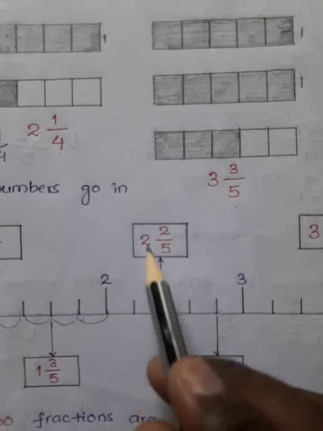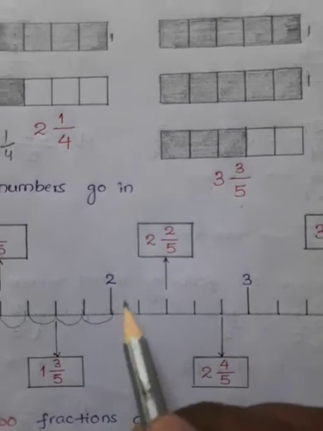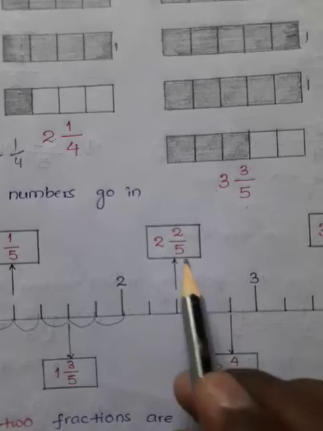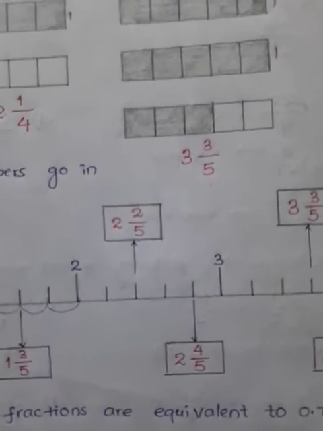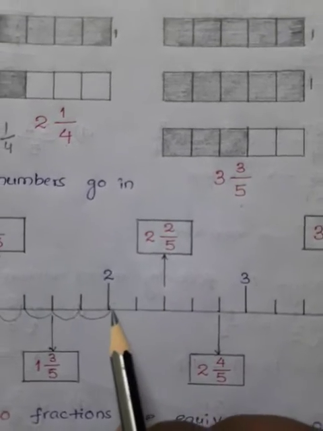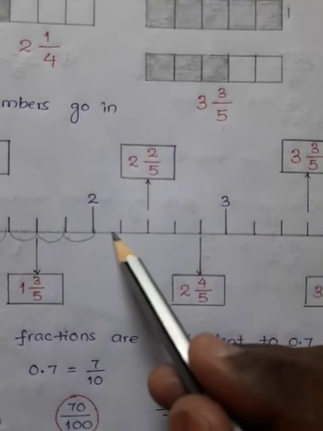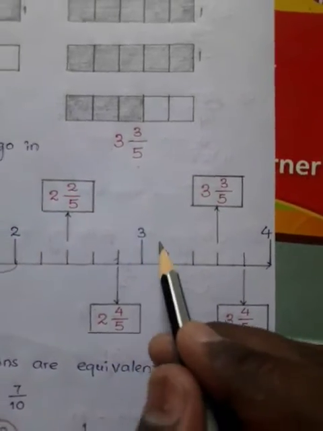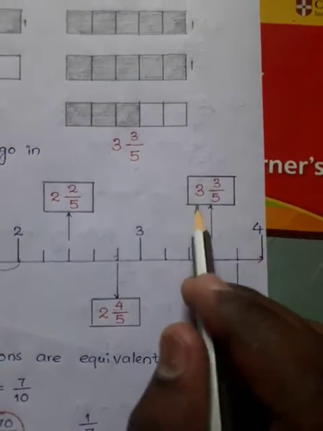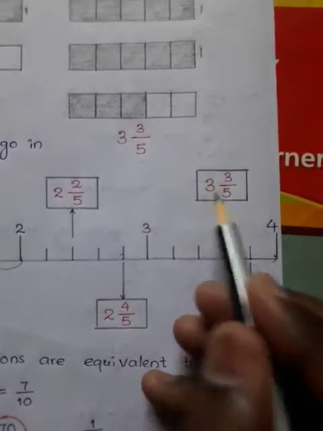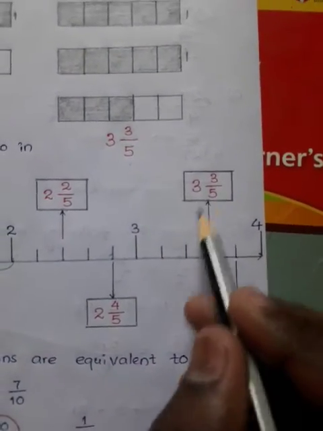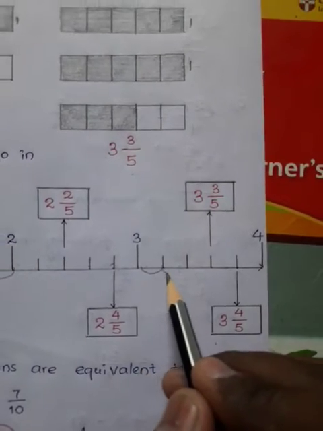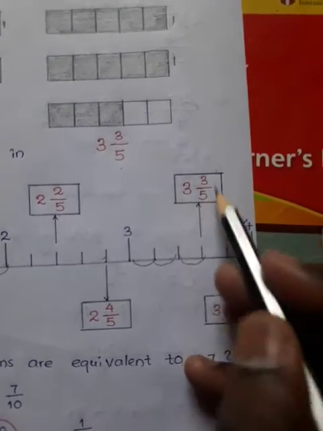Next one is this one. Now 2 is the complete whole number, and total gaps are 5 only. Every time in the number line the gaps should be equal. If at the beginning it is 5, everywhere there are 5 gaps only. Where is the arrow? From the 2, it's the second place. So 2 2 by 5. Now this one: 2 4 by 5. Why? Because 1, 2, 3, 4. So 4 by 5. Now here the number before is 3, because the arrow is between 3 and 4. So every time write the before number, that's 3. Now the total parts are 5. Where is the arrow? From 3 to here is 1, 2 and 3, the third place. So 3 3 by 5.